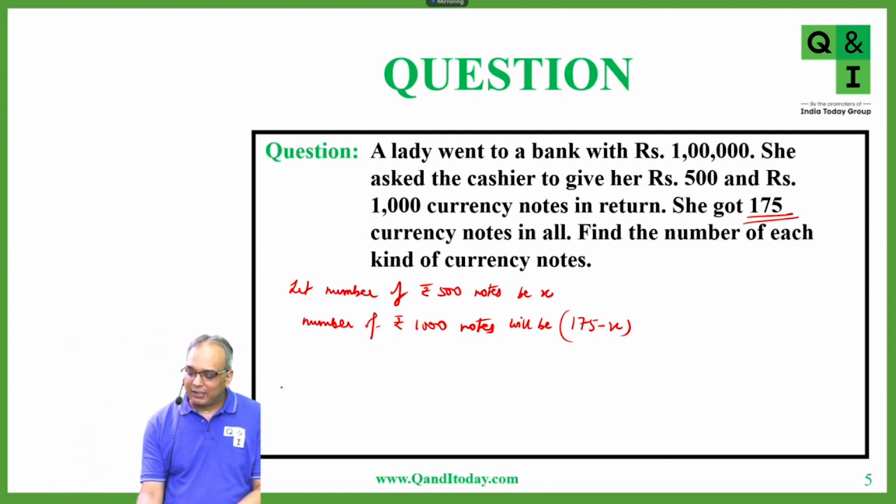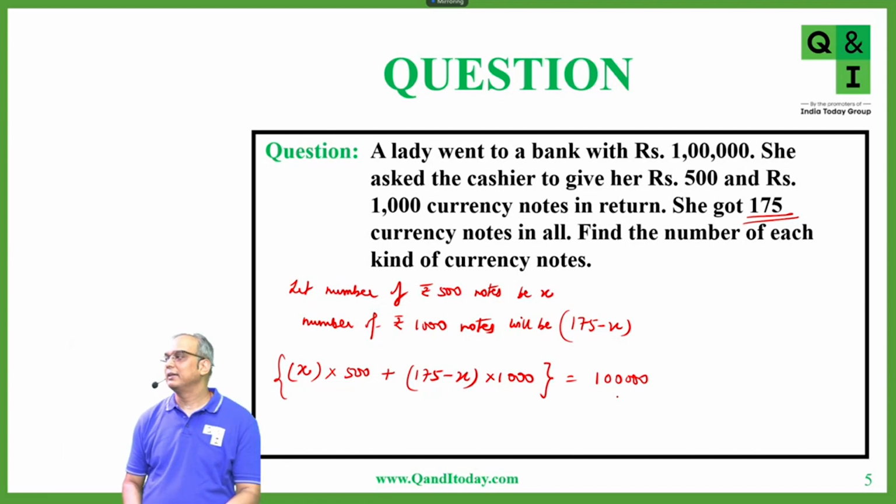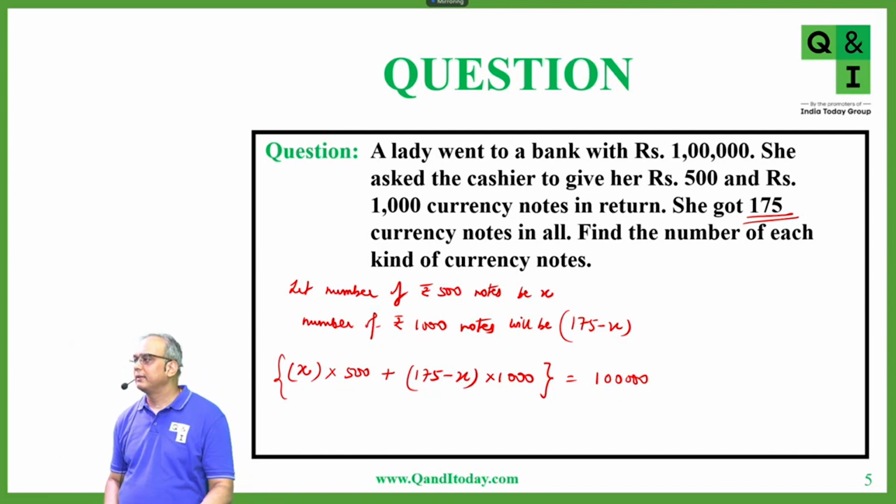Now, the value of money which the lady has is, let's say, number of 500 rupees notes is X into 500 plus number of 1000 notes is 175 minus X into 1000. This is the value, and this will be equal to what? 1 lakh. Clear? Is this mathematical equation clear to everyone?